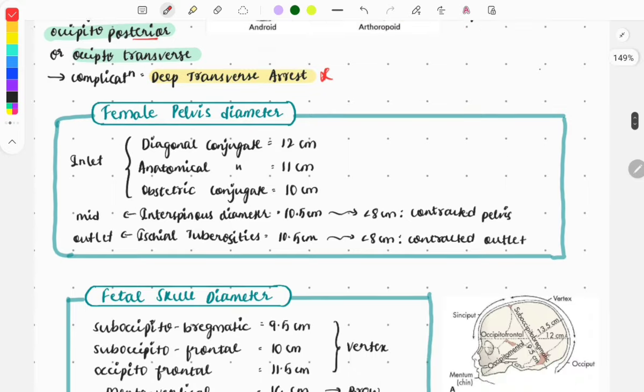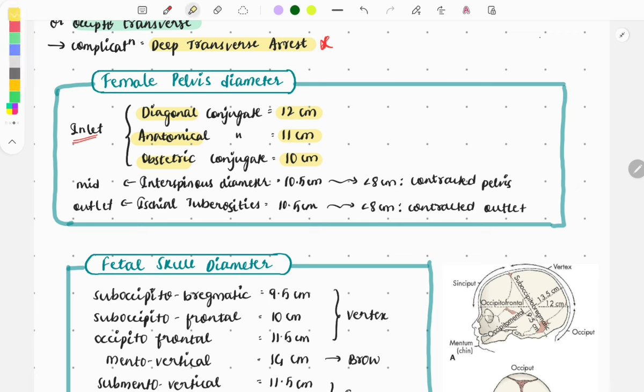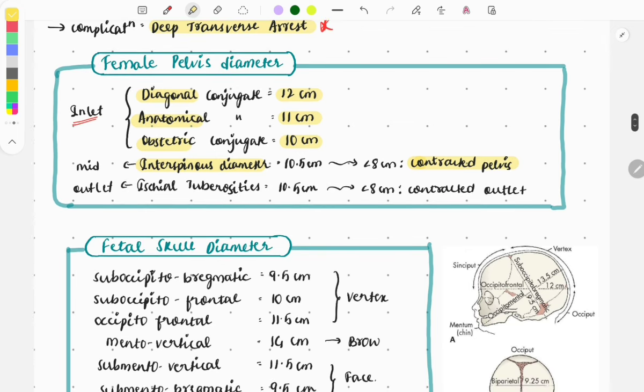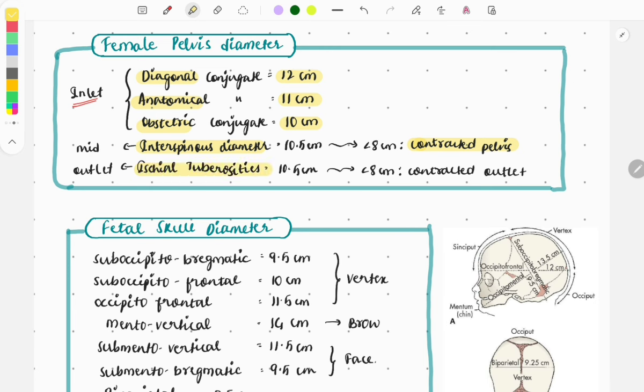Then moving on to the female pelvis diameter. The inlet of the female pelvis has three diameters: the diagonal conjugate, which is 12 centimeter, the anatomical conjugate, which is 11 centimeter, and the obstetric conjugate, which is 10 centimeter. Then the mid pelvis has the interspinous diameter, which is 10.5 centimeter. If it is less than 8 centimeter, it is called a contracted pelvis. The outlet of the pelvis has a diameter between the ischial tuberosities, and it is 10.5 centimeter. Less than 8 is called a contracted outlet.